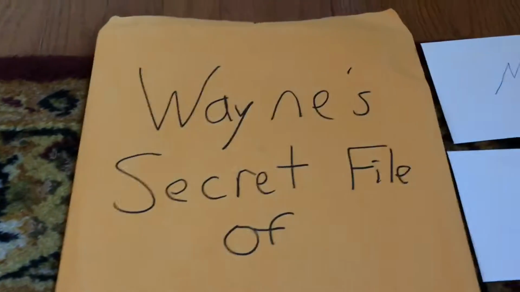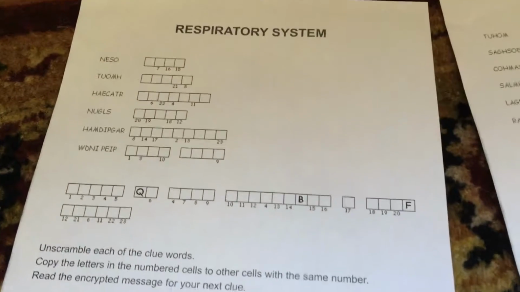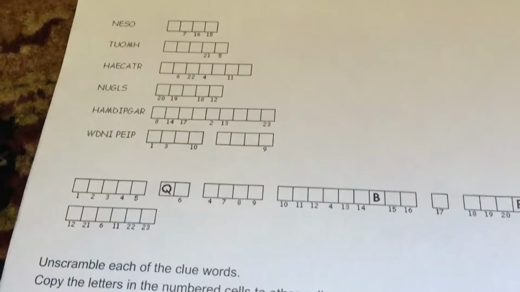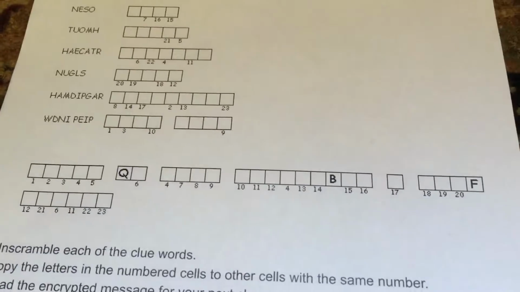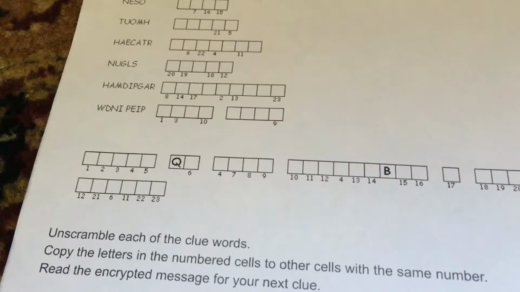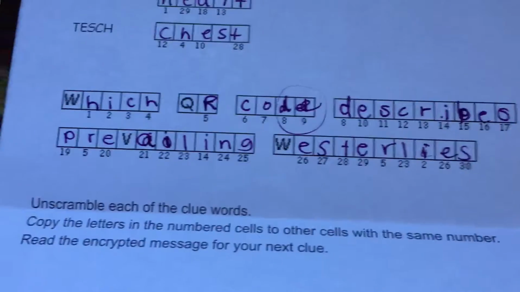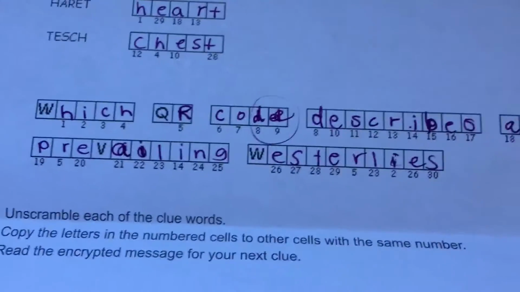Okay, so once they figure out what their system is, when we're in Wayne's lab, can you find what you're looking for? Since we're looking for the human body, Wayne's secret file of the human body is placed somewhere in the classroom, and inside are all the different systems. They open up the one that belongs to the system that they found, and inside is a double puzzle found on Discovery Education Puzzle Maker, and they have an anagram. When they figure out the anagram, they place the letters there, and they'll spell out what their next clue is. In this particular example, it's the muscular system, so you have ligaments and tendons, and it spells out which QR code describes a prevailing westerlies.